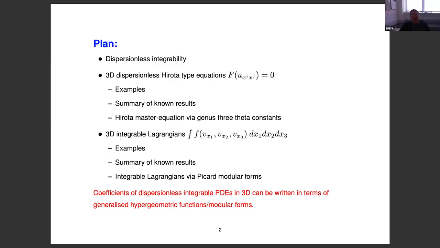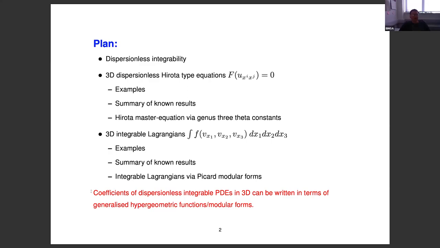And then I will look at 3D integrable Lagrangians, the Euler-Lagrange equations corresponding to first order Lagrangians with this Lagrangian density. So these are second order PDEs in F, and integrability conditions imply that this F is a Picard modular form. So F satisfies a certain overdetermined PDE system, and the generic solution of this PDE system is a Picard modular form. I have 27 slides. I'm not sure I will be able to show all of them. We'll see how it goes.